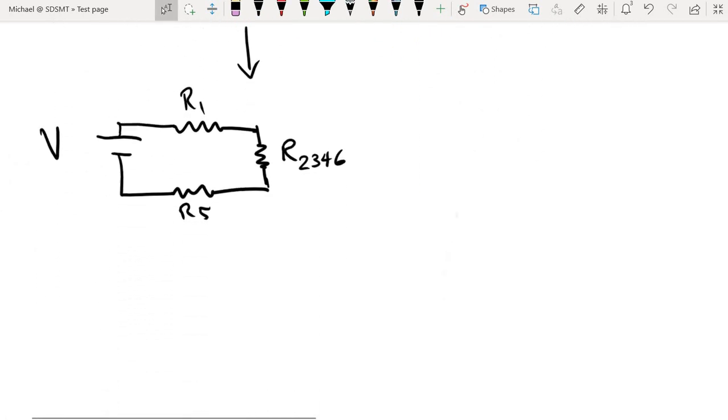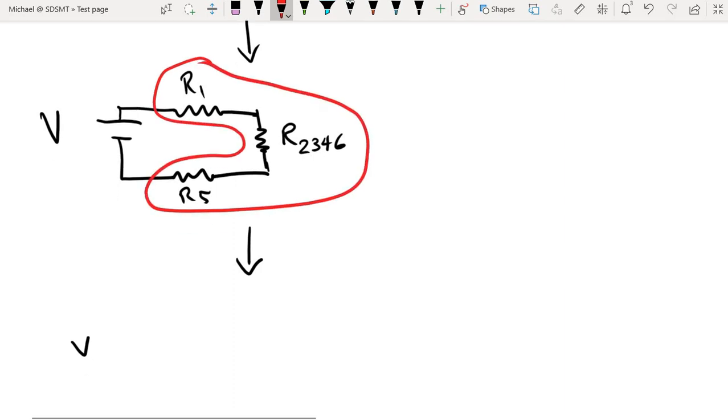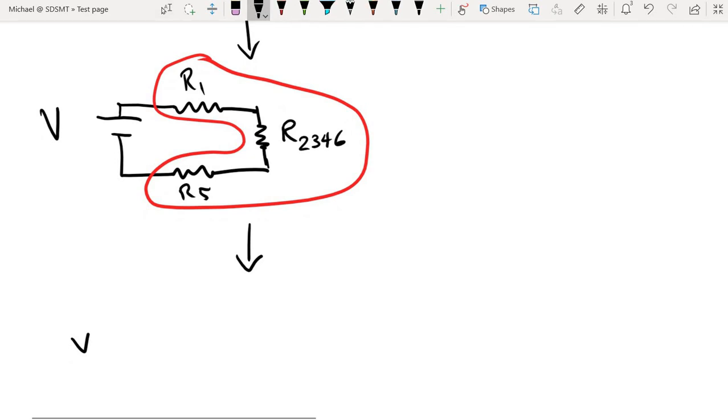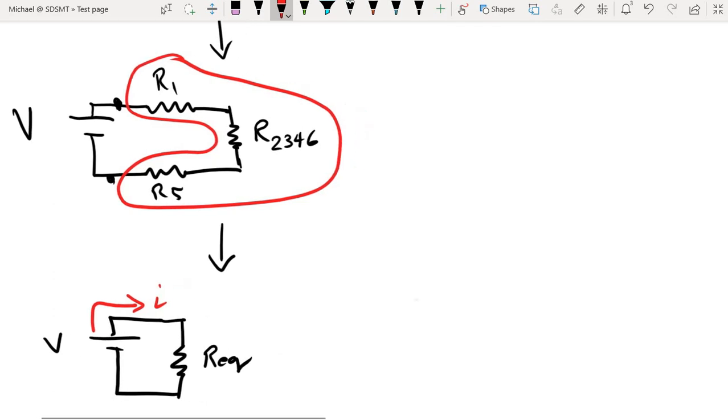And we're one step away from our goal. I have a combination of resistors that are connected in series. And once I make a new resistor out of those, that new resistor, which we will now call the equivalent resistor, will be connected directly to our battery, and I will then be able to find out just how much current that battery provides us.